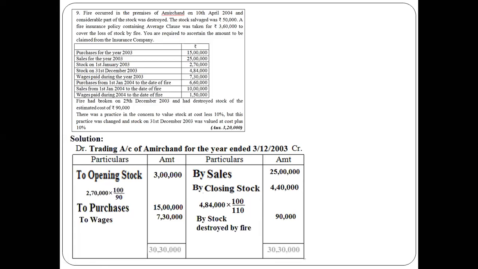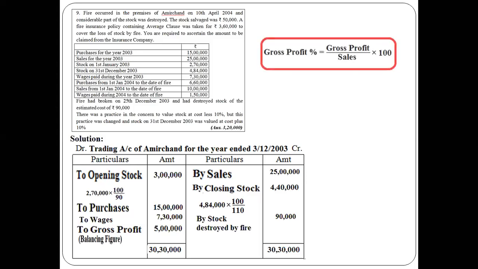Then make the summation, both sides 30,30,000. Sorry, the credit side we are getting. We have written the same value on both sides. Then we found out the value of gross profit. That is how much? 5 lakh. That is our balancing figure. So like this, we calculated the value of gross profit. Once we calculated the value of gross profit, what is the next step?